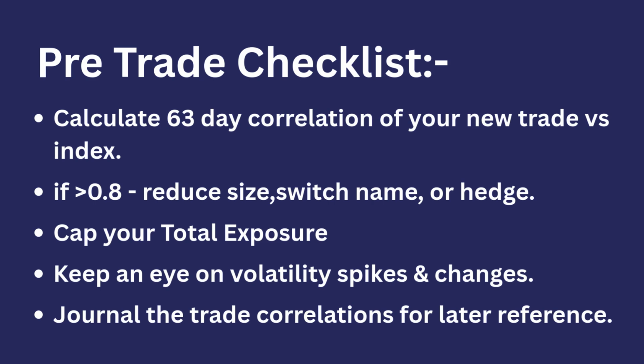This is a simple pre-trade checklist. Calculate the 63-day correlation of your new trade versus the index and versus your top positions. If greater than 0.8 with something big you own, reduce size, switch name or hedge. Keep a cap on total exposure to a single highly correlated cluster. Recheck weekly or when the volatility regime changes. Journals: note correlation in your trade log. It'll explain a lot about future drawdowns.